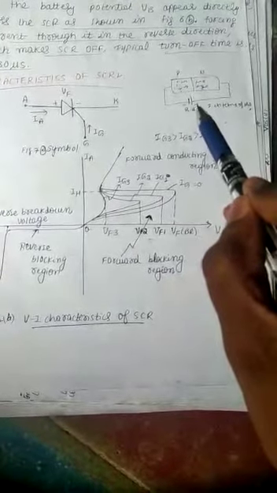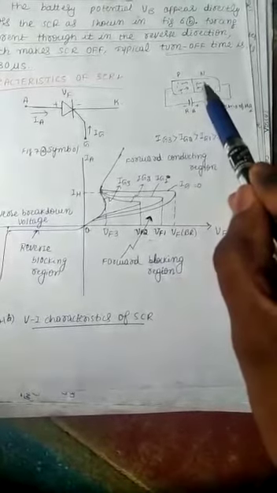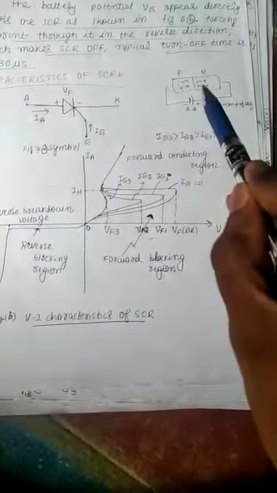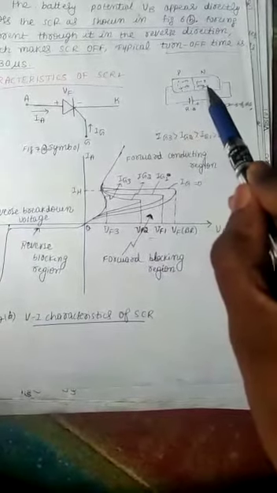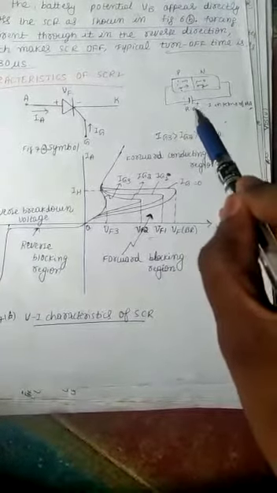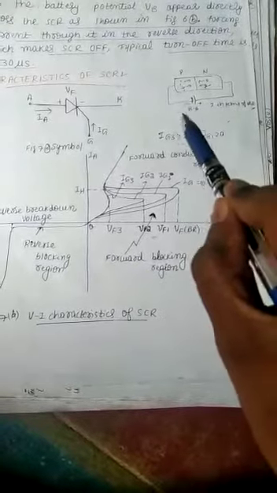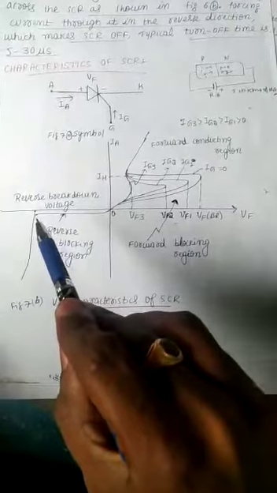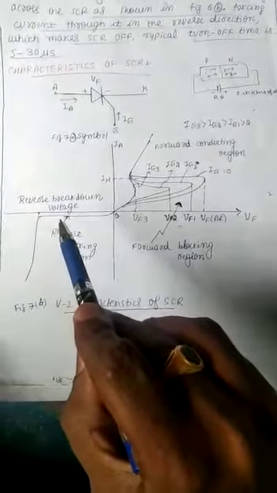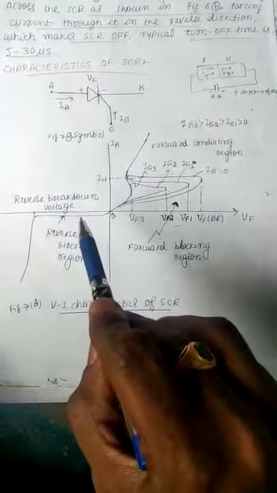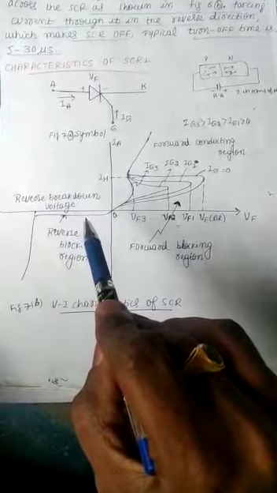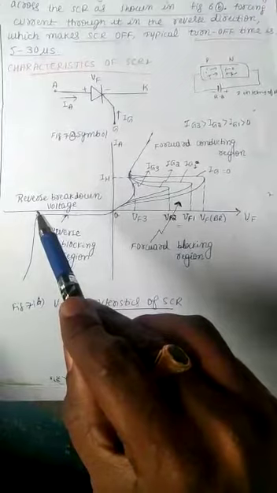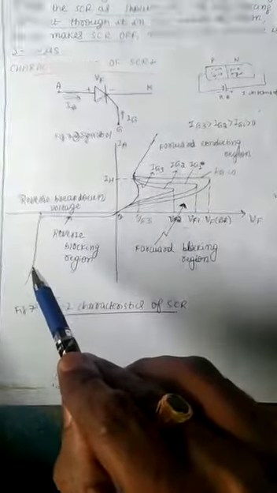Due to this positive potential, holes will get repelled and start to move in this direction. So these are the minority carriers in the p and n junction, electrons and holes. They will cross the junction due to this negative bias voltage or reverse bias voltage. That one I had shown here. One thing keep in mind, the reverse current will be in the order of nanoamperes. After a certain reverse breakdown voltage, there will be a sudden increase in the current.